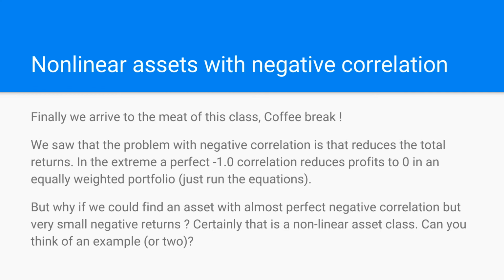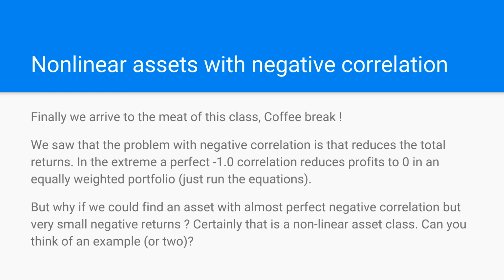Then we get curious about this. We can see that negative correlation is kind of good to have, but the question is, can we have a nonlinear asset that has negative correlation? What is a nonlinear asset? A nonlinear asset is an asset that will deliver amazing gains and very small losses. That's kind of nonlinearity, no?